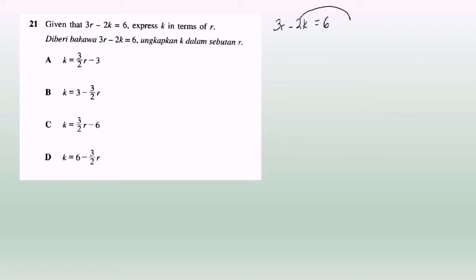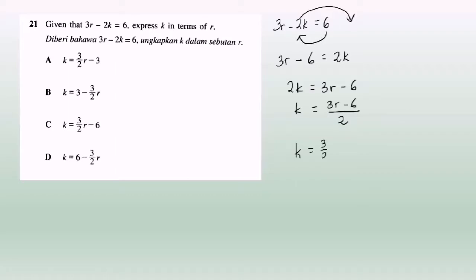So I move 2k to the right hand side and number 6 to the left hand side so that 2k is positive. So 2k equals 3r minus 6. K equals 3r minus 6 divided by 2. K equals 3 over 2r minus 6 divided by 2 is 3. So the answer is A.